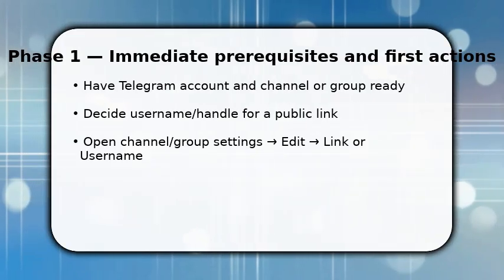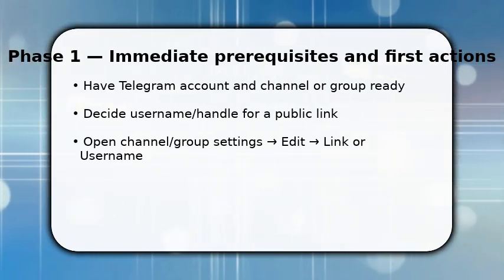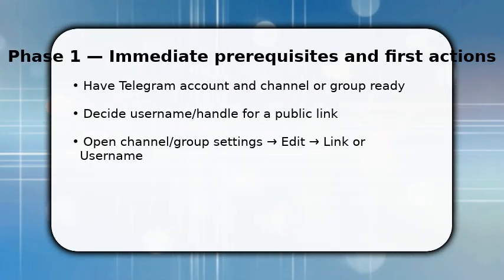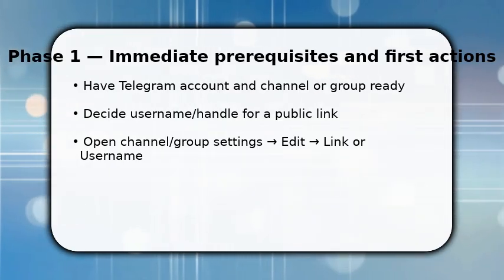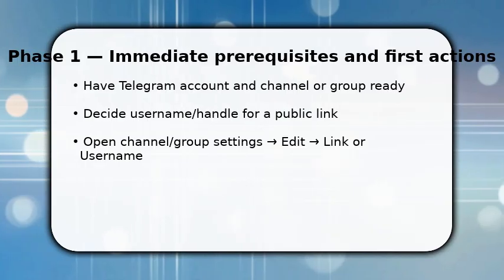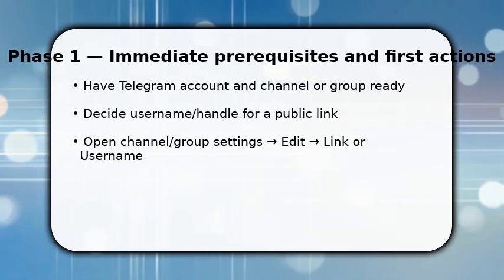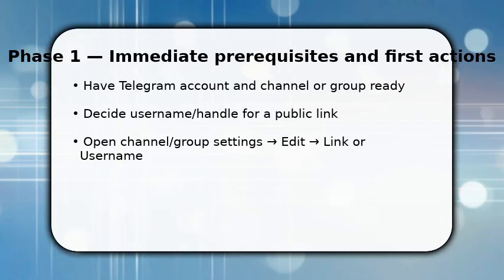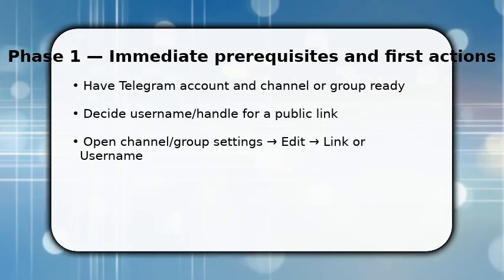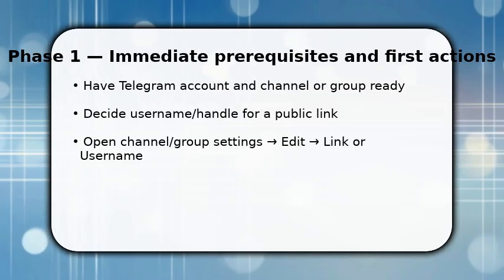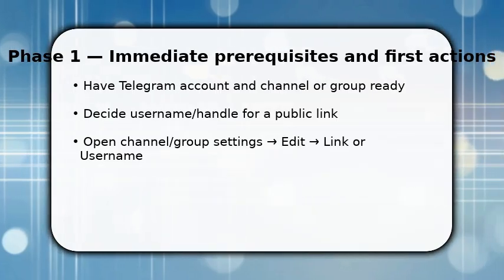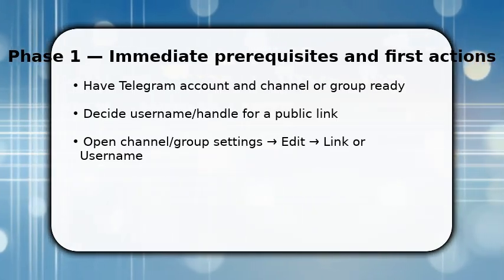Now start. Open the channel, tap the name, choose Edit, then Link or Username. This is where you set public access. Pick a short, memorable username. Make sure it follows Telegram rules and isn't taken. Once chosen, Telegram will show the public link format t.me/yourusername. Save the change and confirm visibility. Members can now join via the link.